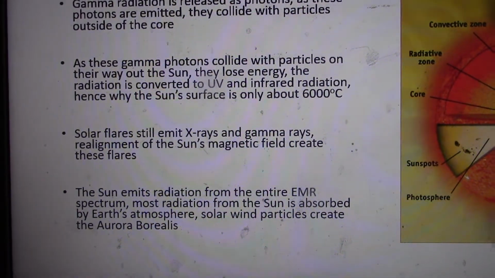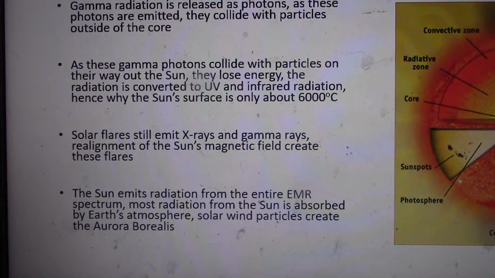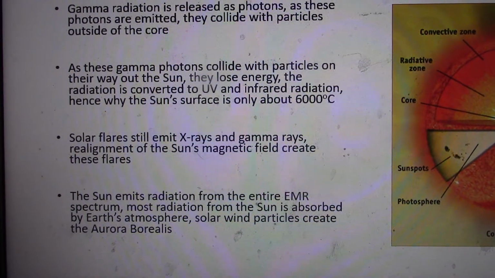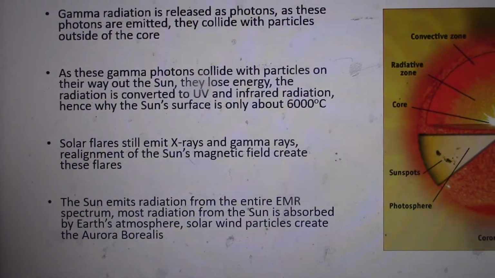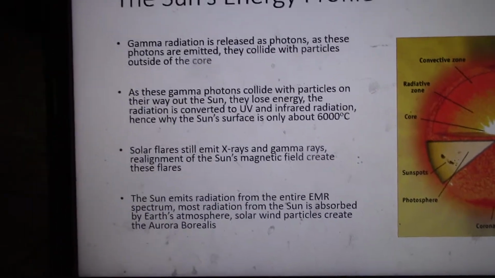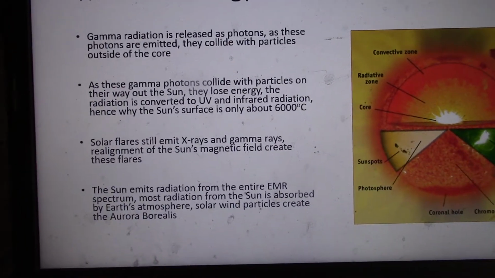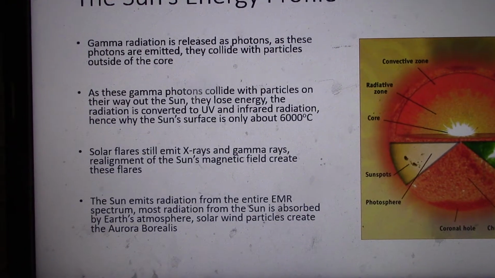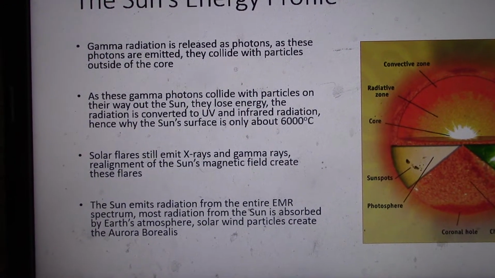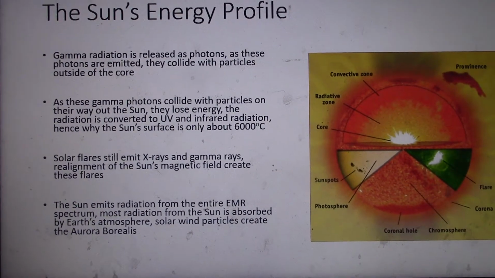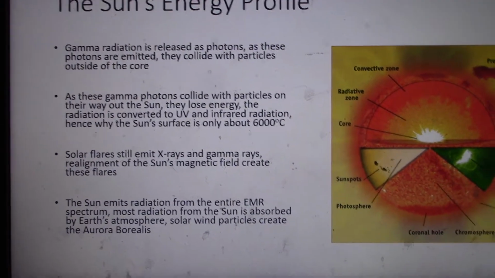Solar flares will emit X-rays and gamma rays. They're created as the sun's magnetic field reorganizes and re-energizes the UV and infrared that make it to the surface. The sun emits radiation from the entire electromagnetic spectrum. Most of that radiation is absorbed by the Earth's atmosphere, and the solar winds from the sun create the aurora borealis, or the northern lights.